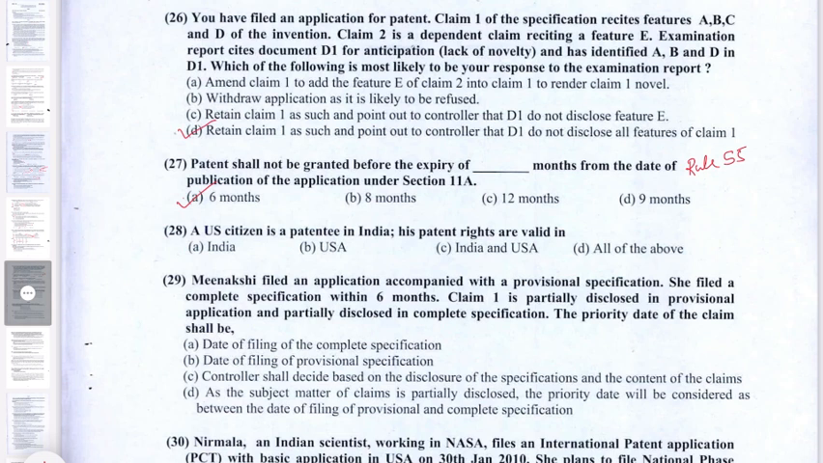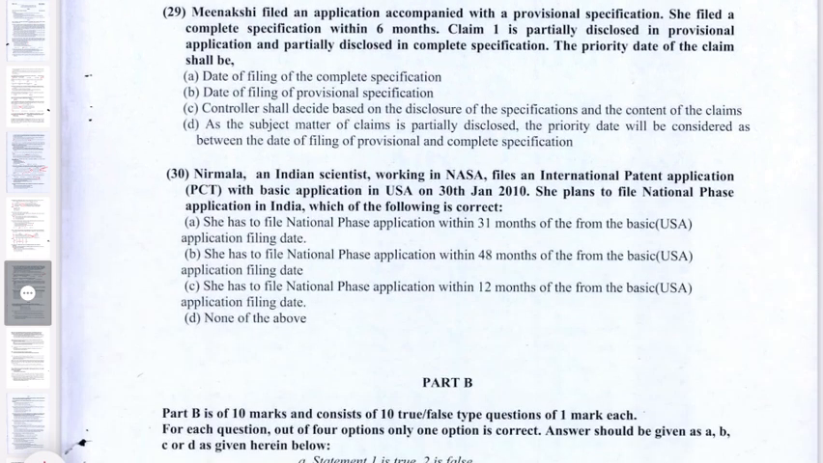Meenakshi filed an application accompanied by a provisional specification. She filed a complete specification within 6 months. Claim 1 is partially disclosed in the provisional application and partially disclosed in the complete specification. The priority date of the claim shall be A. Date of filing of the complete specification, date of filing of the provisional specification. Controller shall decide based on the disclosure of the specification and the content of the claims. As the subject matter of the claim is partially disclosed, the priority date will be considered as between the date of the filing of provisional and complete specification. So the correct option here is A, date of filing of the complete specification.